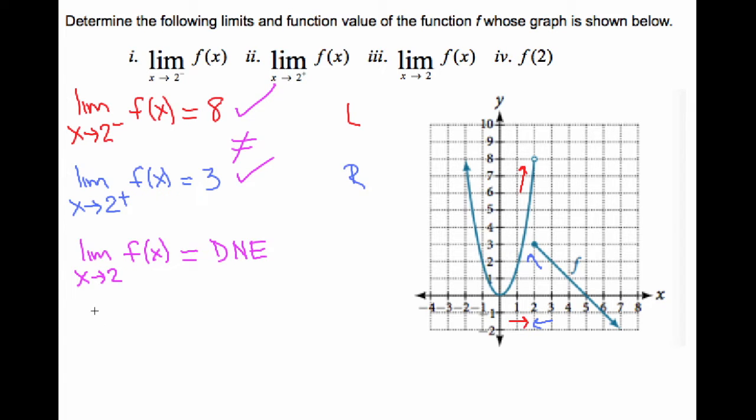Lastly, let's look at the function value f of 2. So this means when x equals 2, what is the y-coordinate? Well, notice right here we have the point on the graph of (2, 3), and the y-coordinate is 3, so f of 2 is 3.